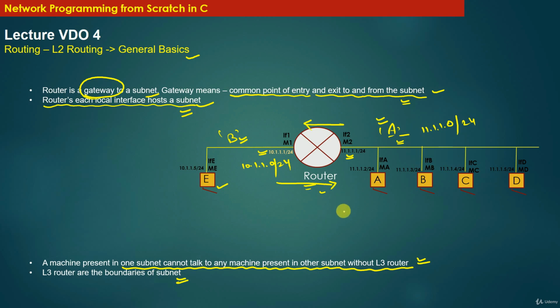So you can see that for subnet A, we have an L3 router which is actually a boundary for subnet A, and for subnet B also this layer 3 router is a boundary. So whenever a machine present in the subnet wants to send traffic to a machine present in a different subnet, then that traffic has to cross the boundary. And that boundary is a layer 3 router which is connected directly to that subnet.